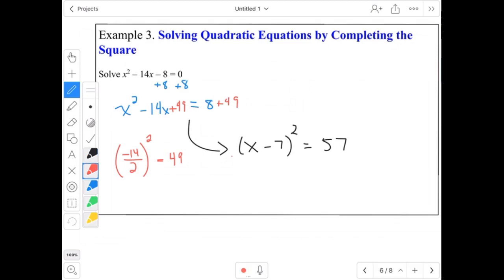Now I will square root both sides. Remember, I get a plus or a minus. Now I have x minus 7 is equal to plus or minus root 57. Now 57 is not a prime number, however the numbers that go with it are, so we will just keep that as root 57. Add 7 to both sides, so we get x is equal to 7 plus or minus root 57.